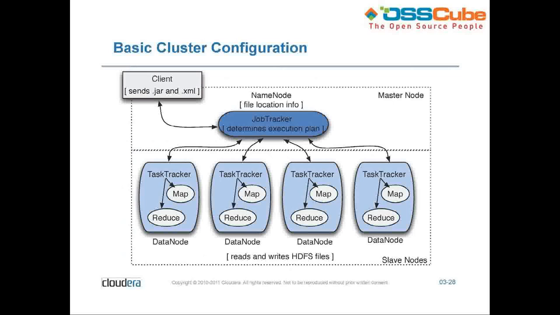So this is how a typical cluster configuration looks. You have your master node. On the master node can be both the name node and the job tracker. But if your cluster grows larger, you typically want to split them out into different servers, one server for your name node and one server for your job tracker, for performance reasons.